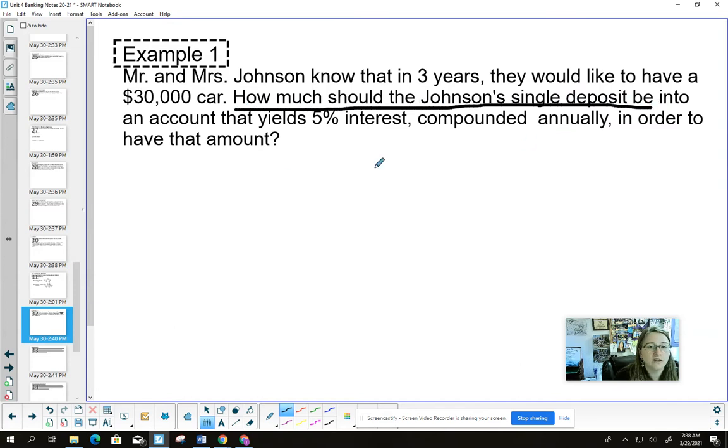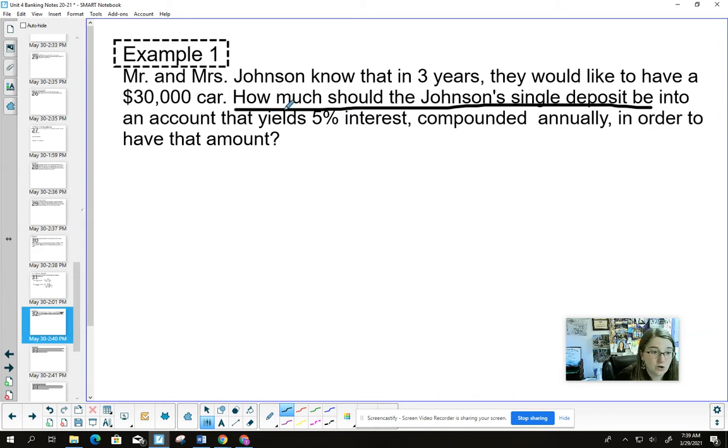This right here is very important. Into an account that yields 5% interest. Also, guys, if it doesn't say annual percentage yield, you're not using that formula. So just because it says yields 5% interest, understand that we're not doing APY unless it says annual percent yield. Compounded annually in order to have the amount.